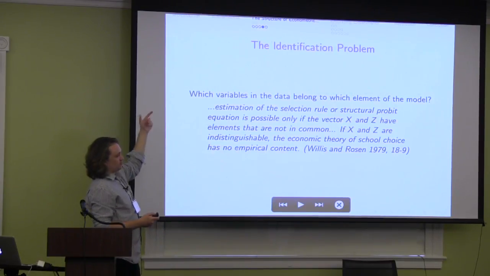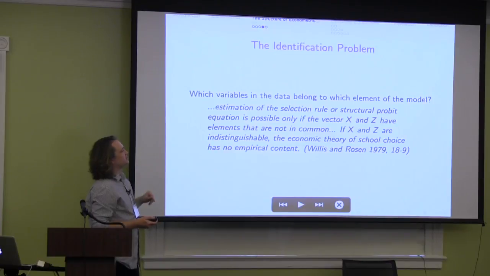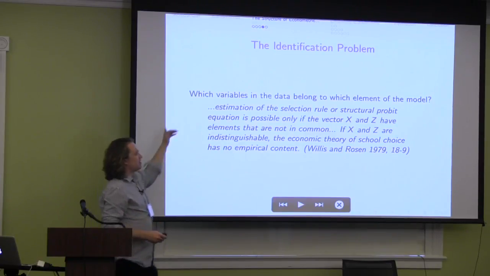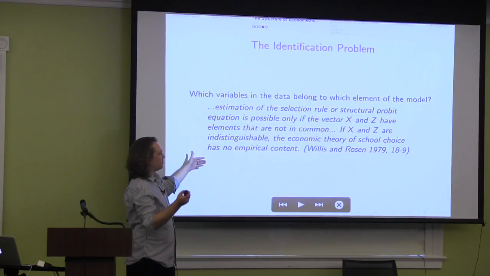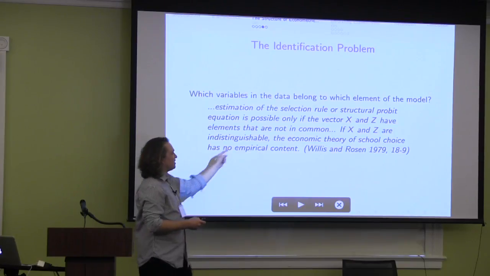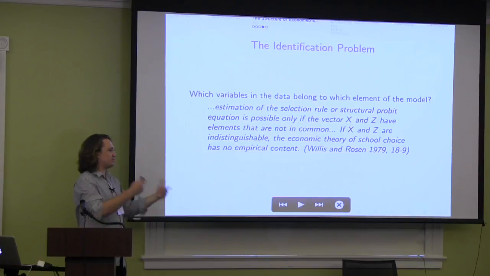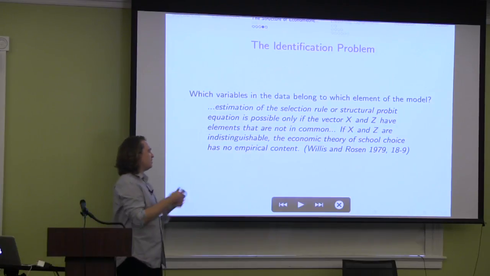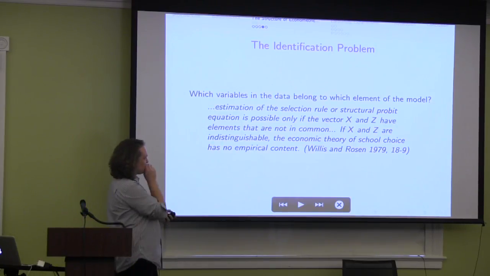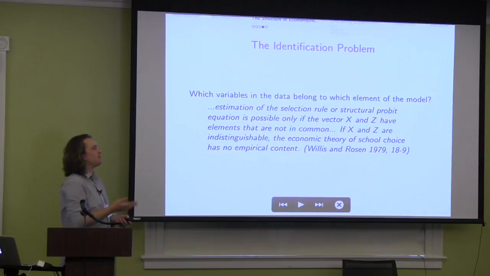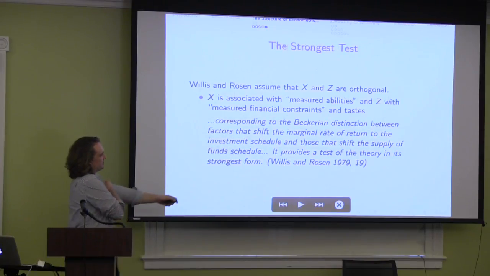So this is what today is called an identification problem. If X and Z have the same elements, as Rosen and Willis put it, the economic theory of school choice has no empirical content. In other words, we're in a situation where it's unidentified. We can't separately identify utility from the effect on lifetime income. So how do they navigate this impasse?